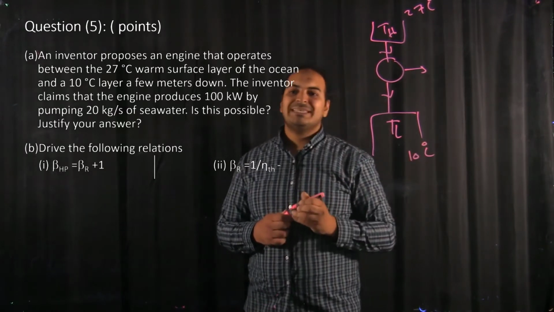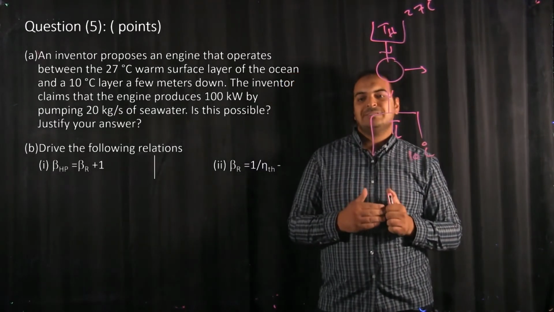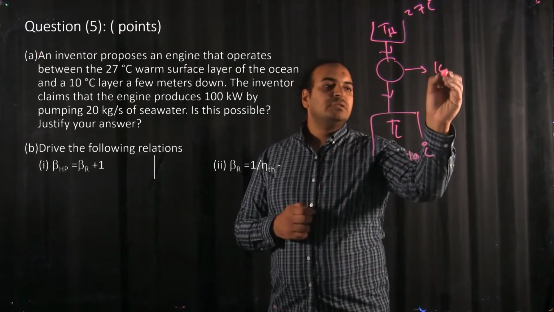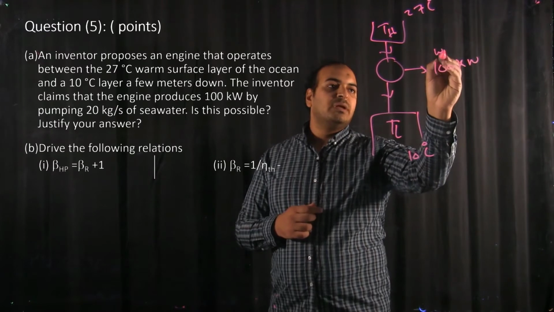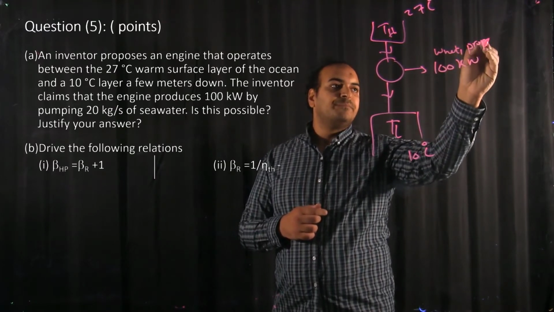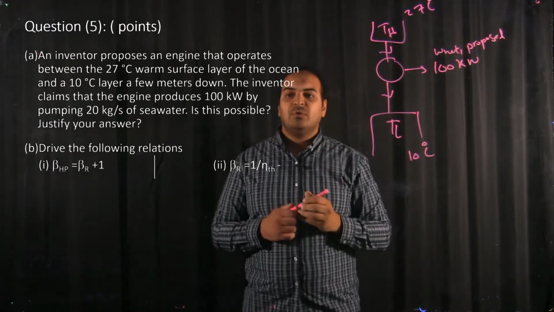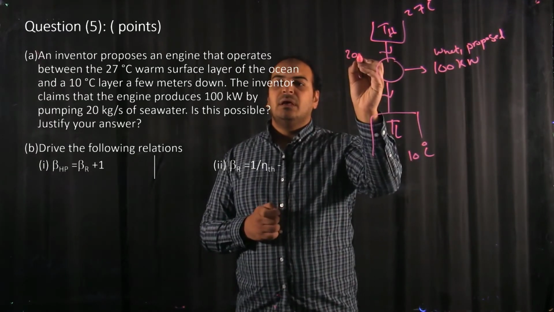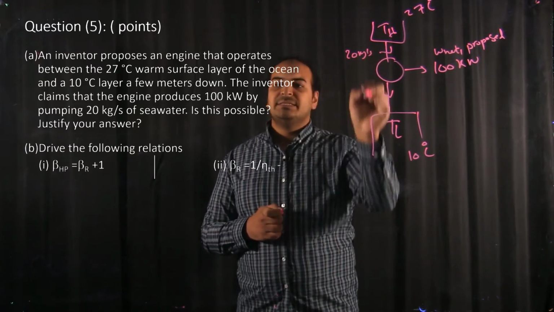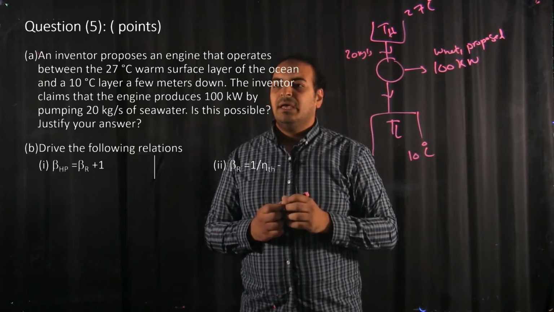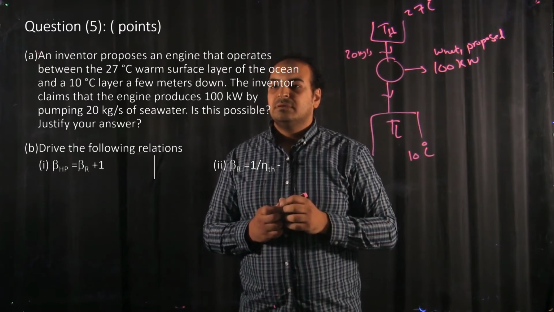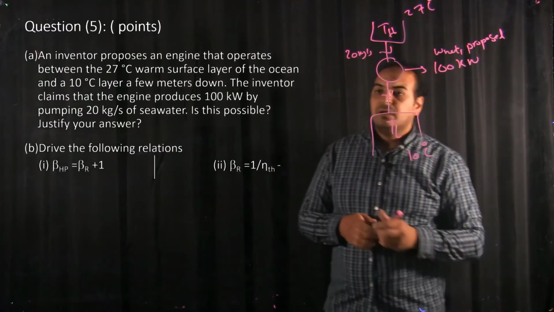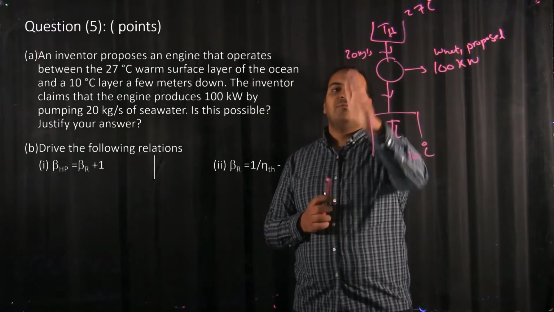Remember, we cannot use these temperatures if we have a ratio, for example, efficiencies. He said, I can produce 100 kilowatt. This is the proposed net work. It can be correct, it can be wrong. And I have just 20 kilograms per second in this cycle, and this is seawater.